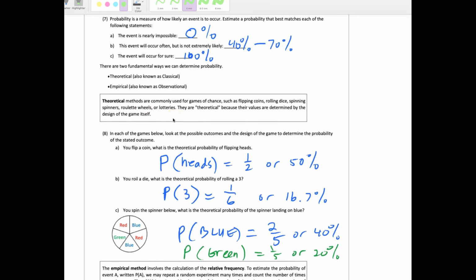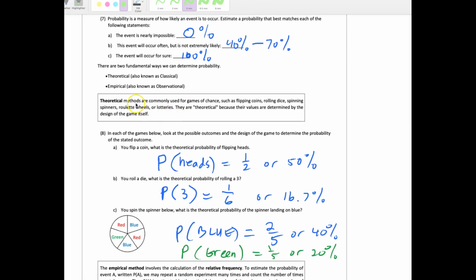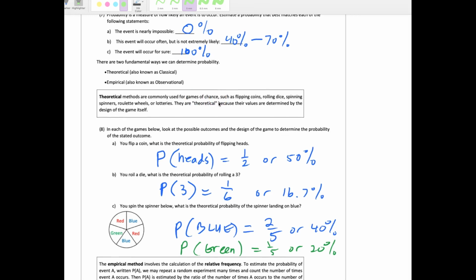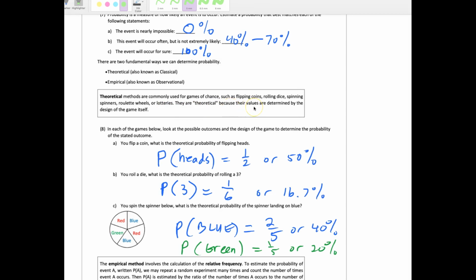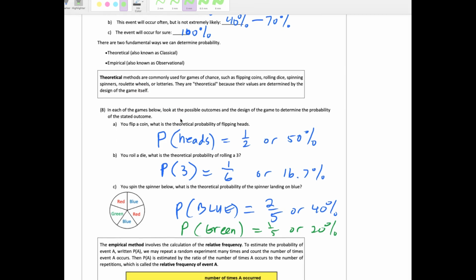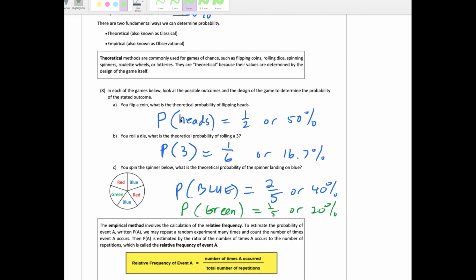This is what you commonly know about probabilities. We talk about theoretical probability with games of chance, flipping coins. We know the outcomes ahead of time already. Rolling dice, spinning spinners, if you're a gambler, roulette wheels, lotteries. They are theoretical because these values are determined by the design of the game or the design of the object, the coin we're flipping. So we can calculate theoretical probabilities here.